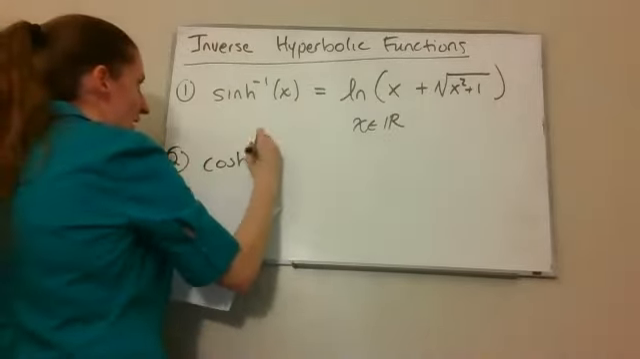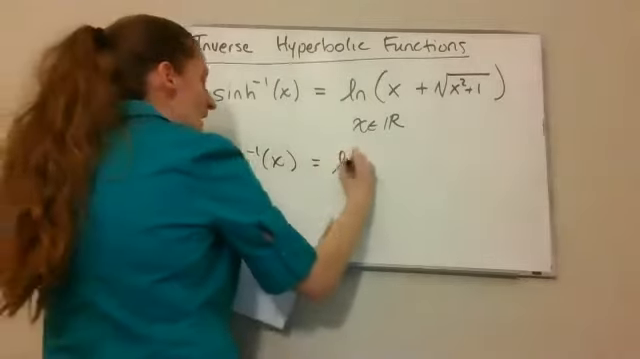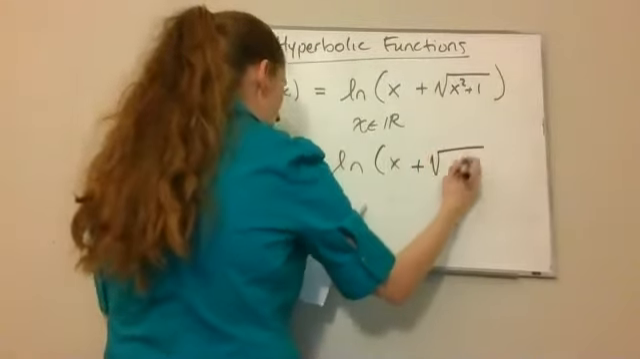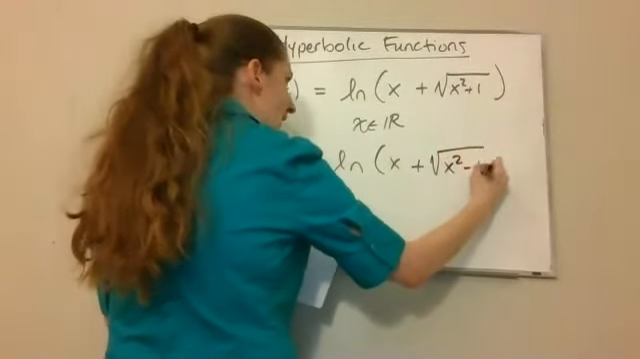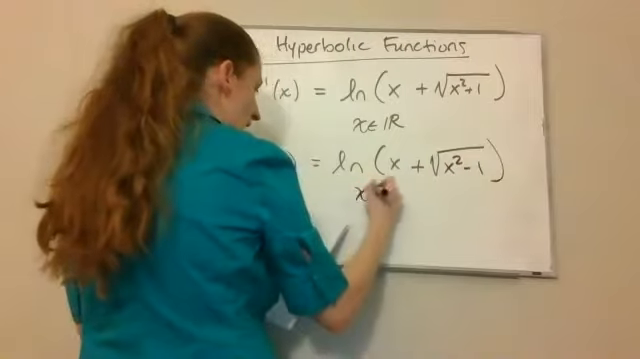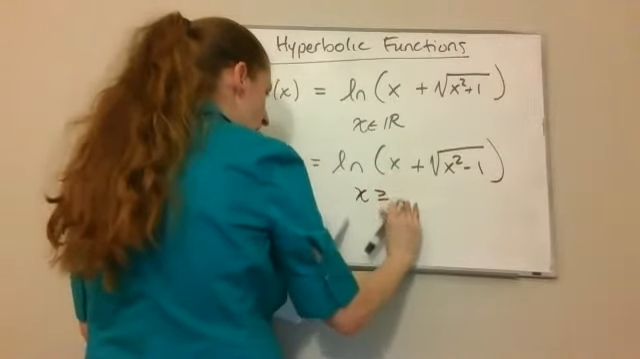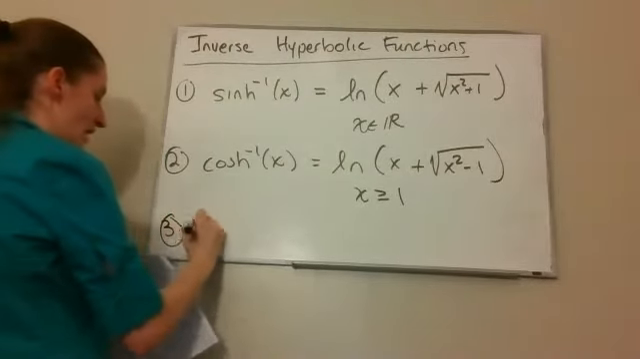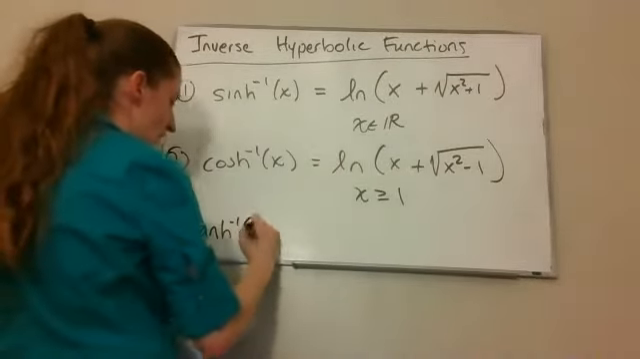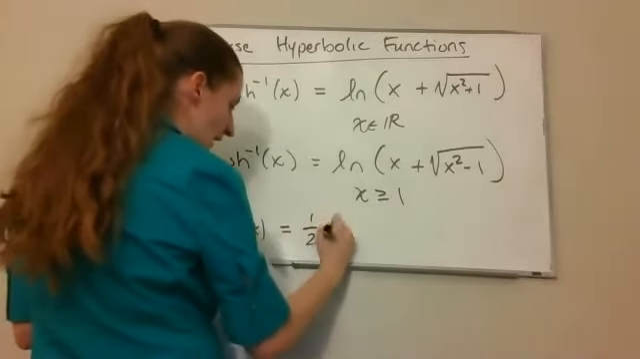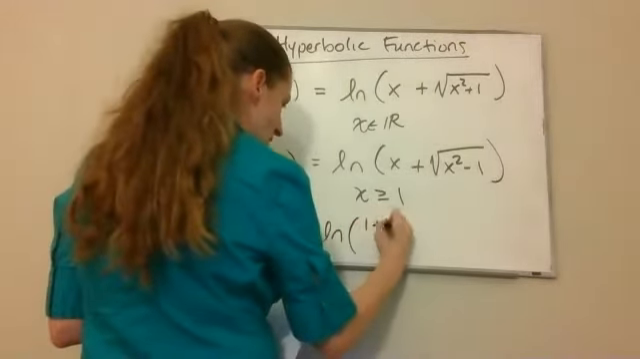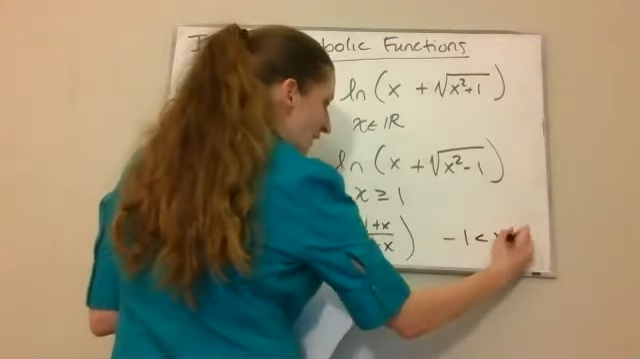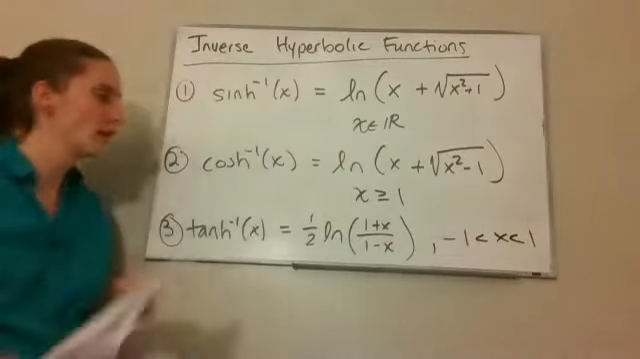The hyperbolic cosine inverse is the natural log of x plus the square root of x squared minus 1, and we need to have x greater than or equal to 1. And then the hyperbolic tangent inverse is 1/2 natural log of 1 plus x over 1 minus x. And this is defined for x that are between -1 and 1.